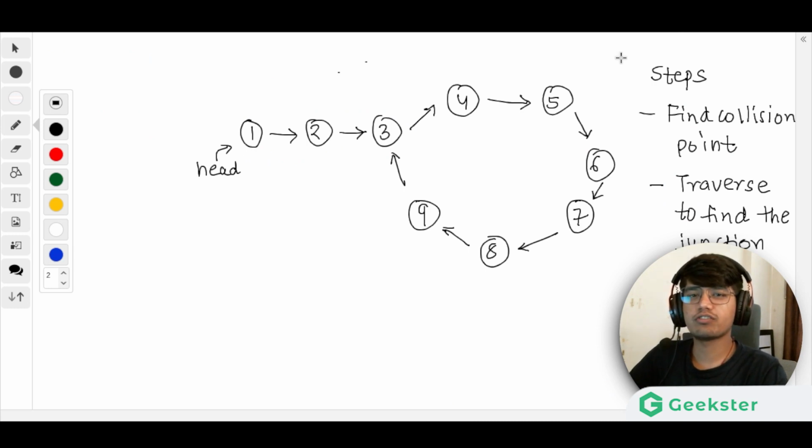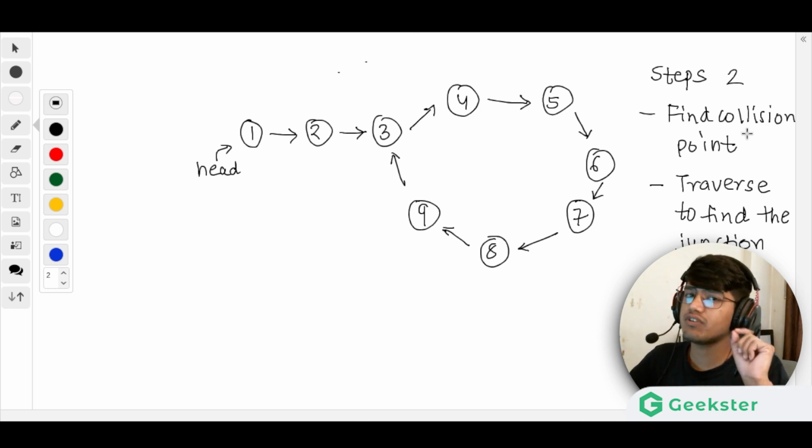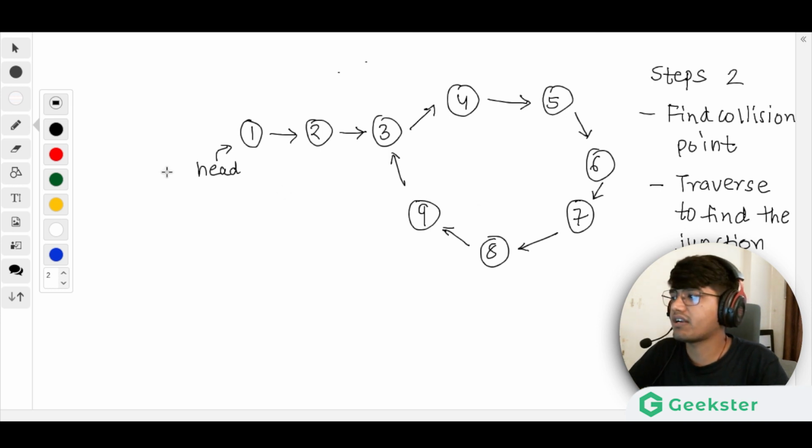Before jumping to the solution, I will explain the flow first, and then we'll see the logic behind it. There are two steps basically. First we are going to find the collision point. Once we know the collision point, we will traverse from both sides and meet at the junction. Let us see the example and we can understand better.